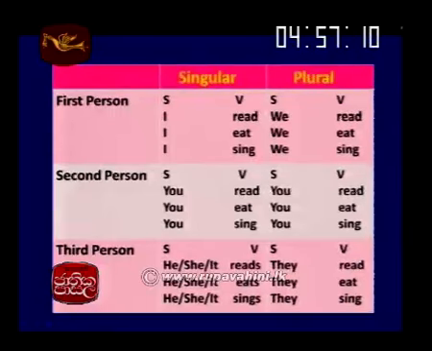Yes. Then we have to use we. We read, we eat, we sing. Now that is for first person. I and we.